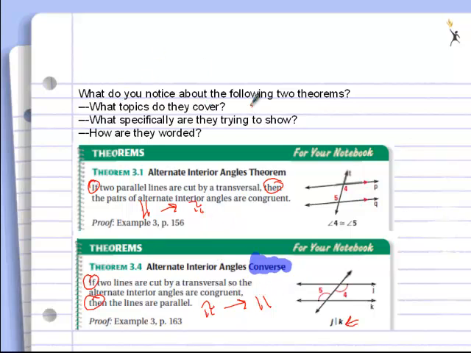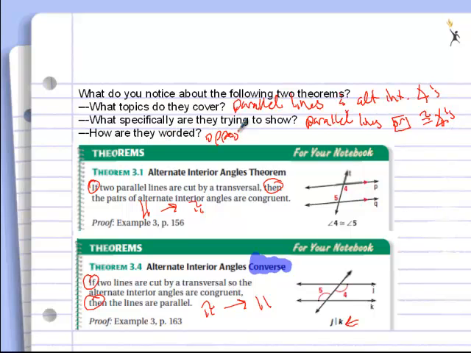What topics do they cover? Well, they cover parallel lines and alternate interior angles. You're going to be learning about alternate interior angles here coming up pretty soon. What specifically are they trying to show? They're either trying to show parallel lines or congruent angles. How are they worded? They're worded opposite. One of them is talking about parallel lines being congruent. The other one is talking about congruent being parallel lines.